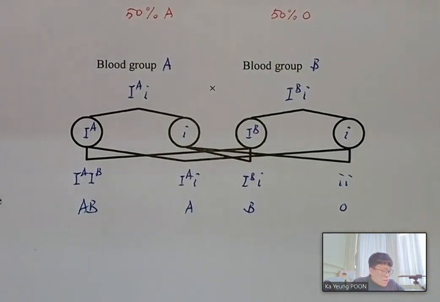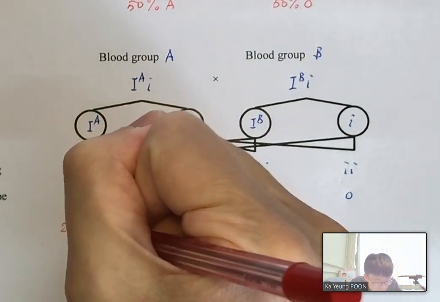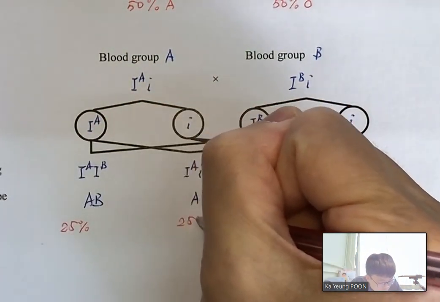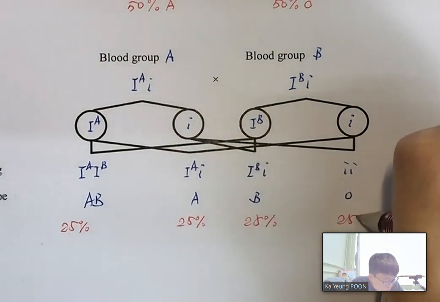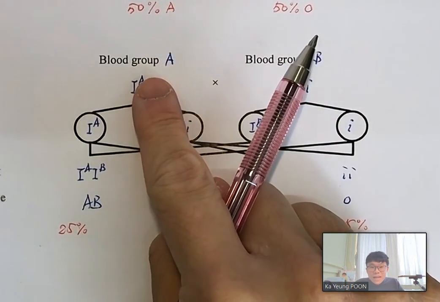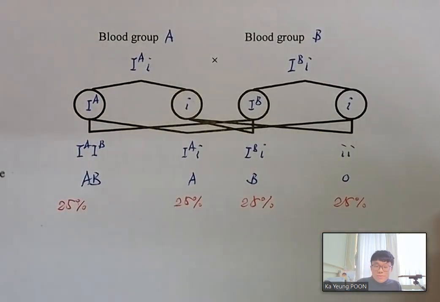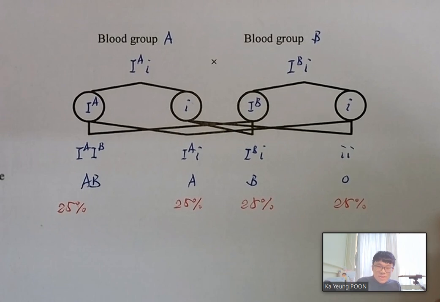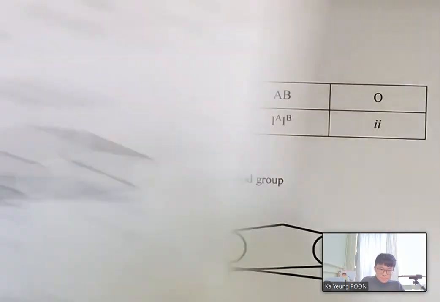Now, actually, it will be having 25% chance of having blood group AB, 25% for A, 25% for B, and 25% for O. Okay, of equal chance. If you have parents of A and B and both of them are heterozygous, you can have all sorts of blood groups.